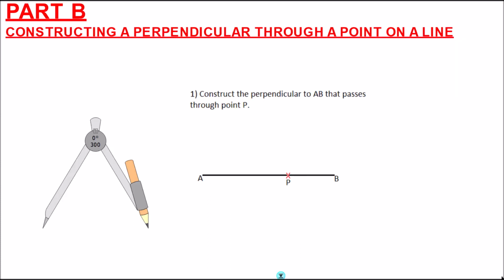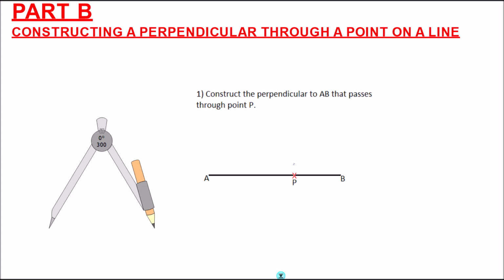So part B is a bit different to part A, but it's very similar as well at the same time. We're going to be constructing a perpendicular bisector through a given point on a line. So not a perpendicular bisector from end to end, but for a particular point which has been given to us. So for example, for this one here, we need to construct a perpendicular bisector to AB, but it has to go through point P here.